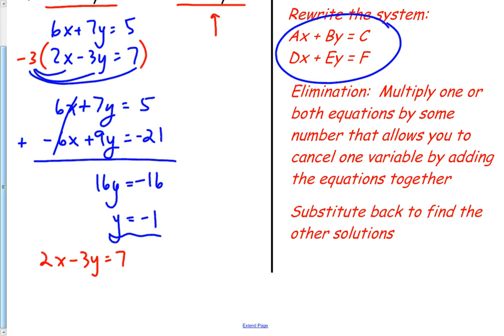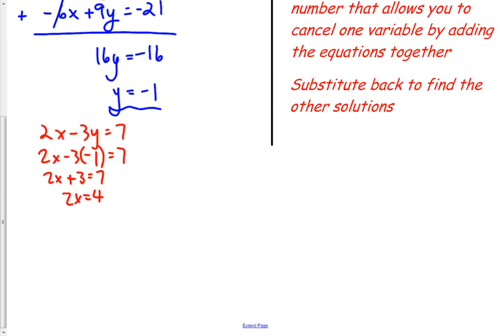And what I see at this point is I can substitute -1 in for y. And then doing so, I get 2x equals 4. I divide by 2, and x is 2. So I get my two solutions: x is 2 and y is -1.